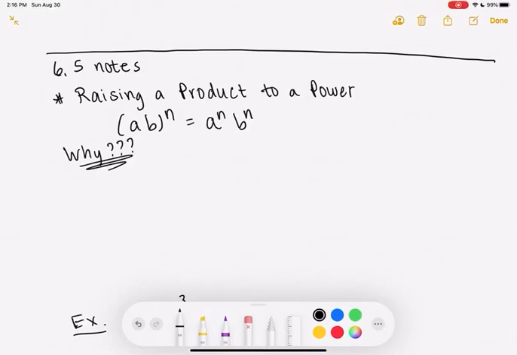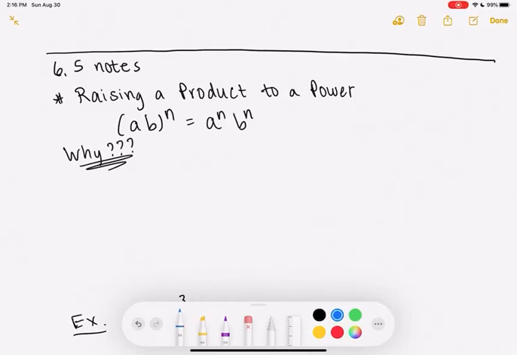This is section 6.5. If you look on your calendar, you'll notice that the topic is powers of polynomials and product of binomial conjugates. So the first thing that we're going to look at, this is our rule. It's called raising a product to a power.